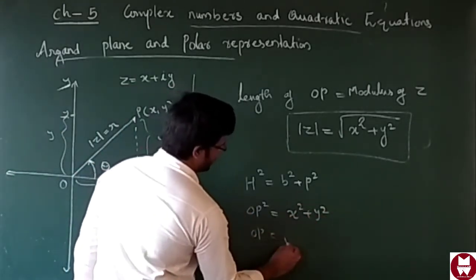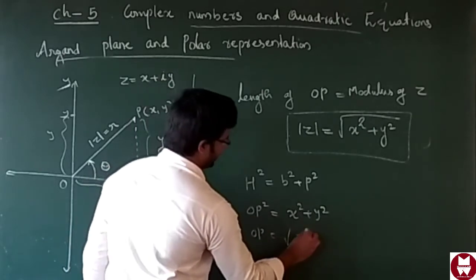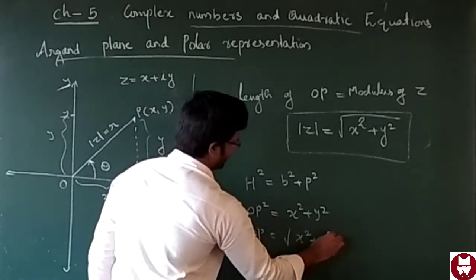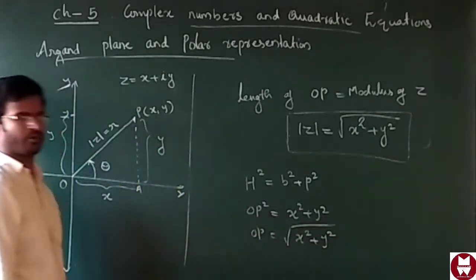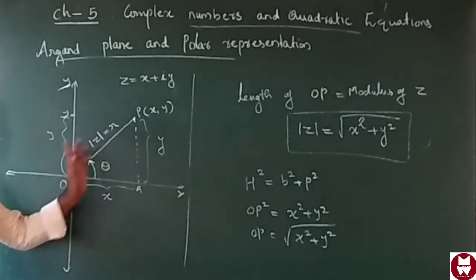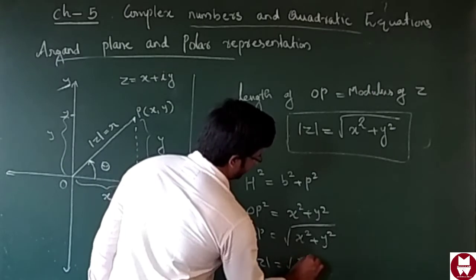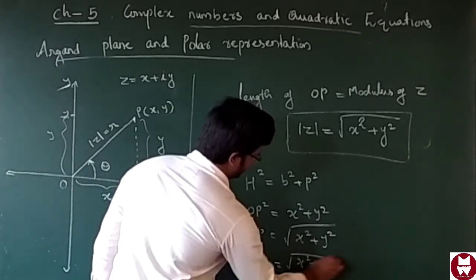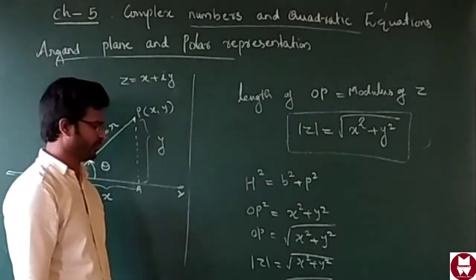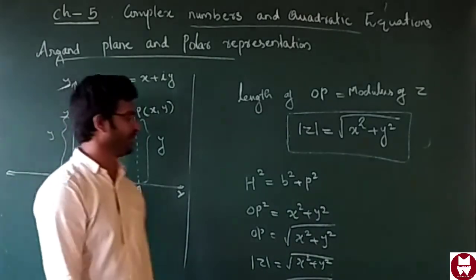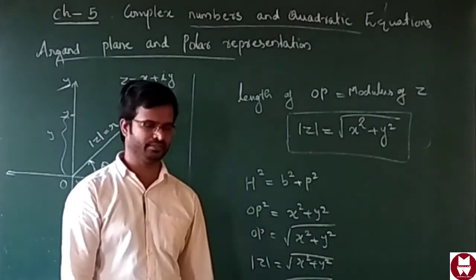OP equals the square root of, bringing the square to the right side, the square root of x square plus y square. Then what is OP? OP means modulus of z. Modulus of z equals the square root of x square plus y square. That means for the modulus of z, we can use that formula, square root of x square plus y square.